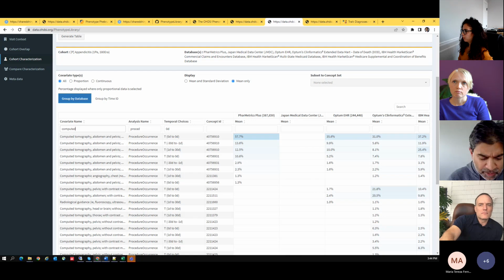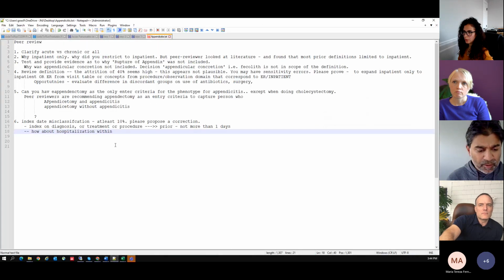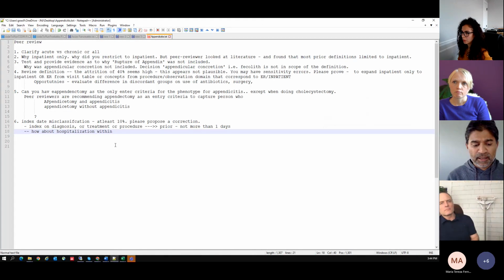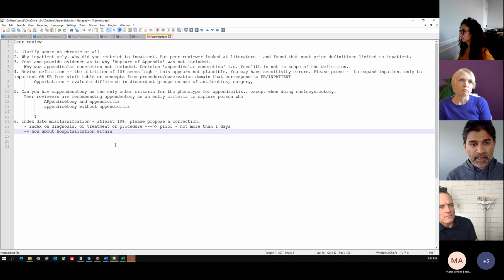Okay, so I've captured the peer review notes as the following. First of all, in the clinical description, clarify if acute versus chronic or all. I think we can say we want to do acute. But that would change the target, because now you're going to go to the 70 to 80%, and maybe 20% is actually not acute.